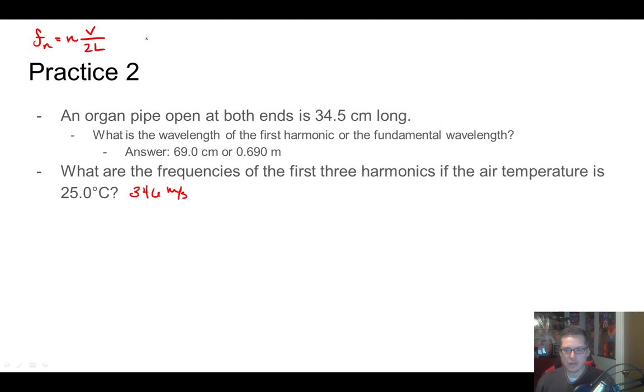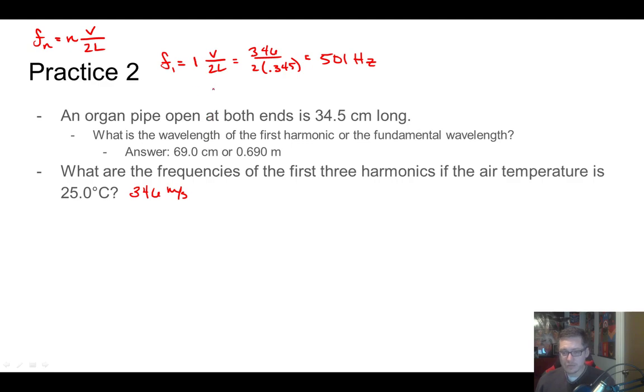All right, so the fundamental frequency, F1, should be equal to 1 times velocity over 2L, and our velocity is 346 over 2 times the length, which is 0.345. All right, so 346 divided by 2 times 0.345. So we get, how many sig figs? We want 3 sig figs, so it would be 501 hertz.